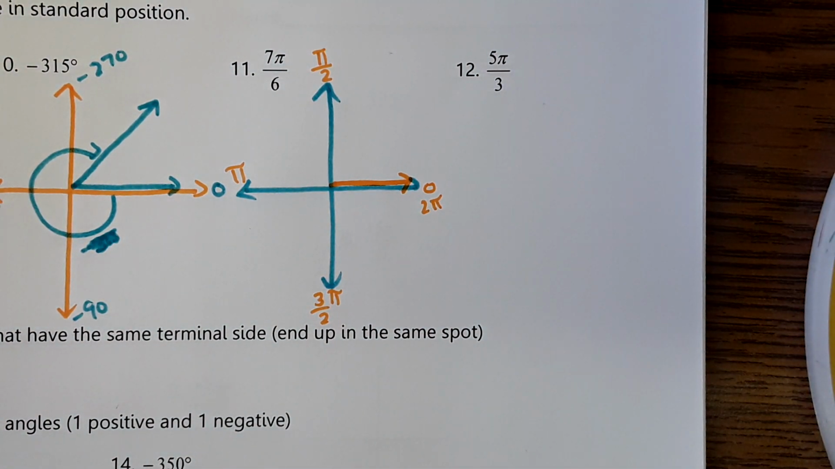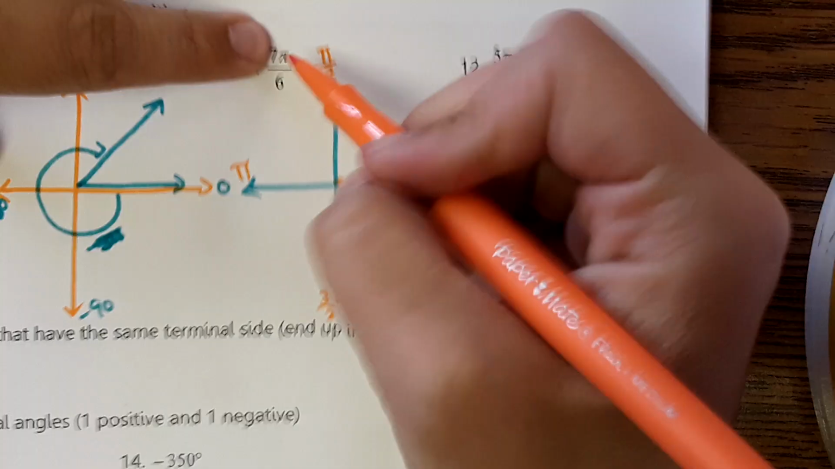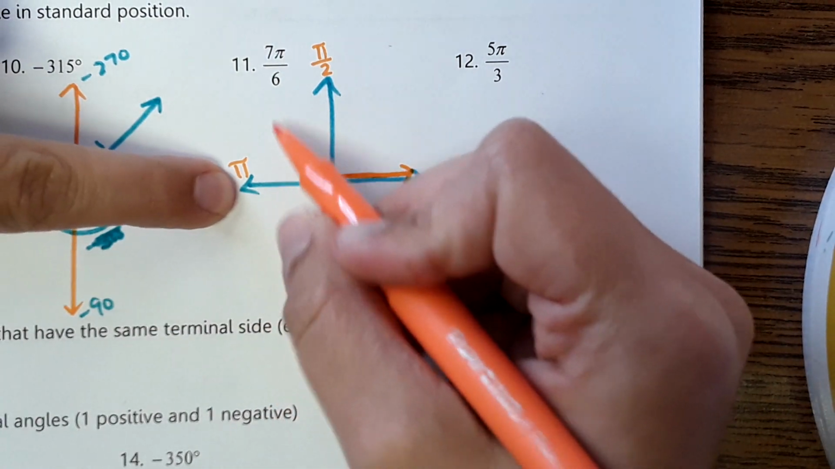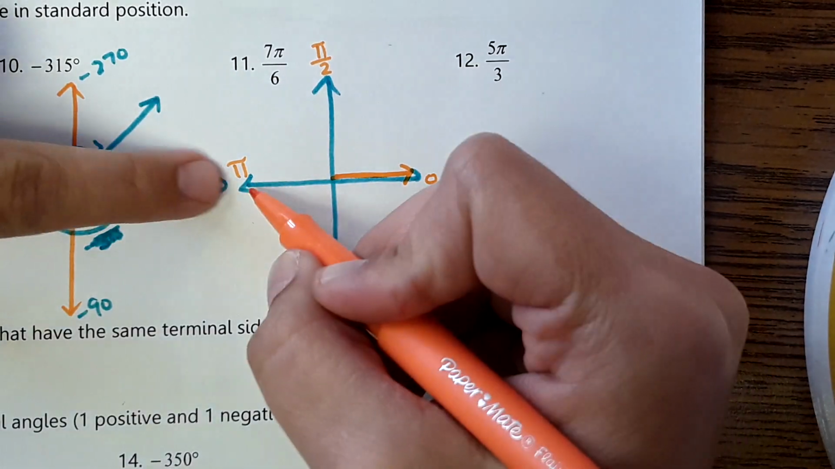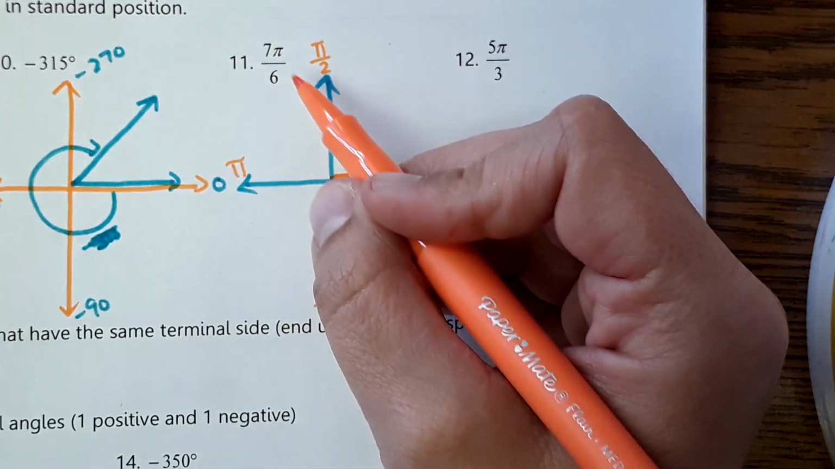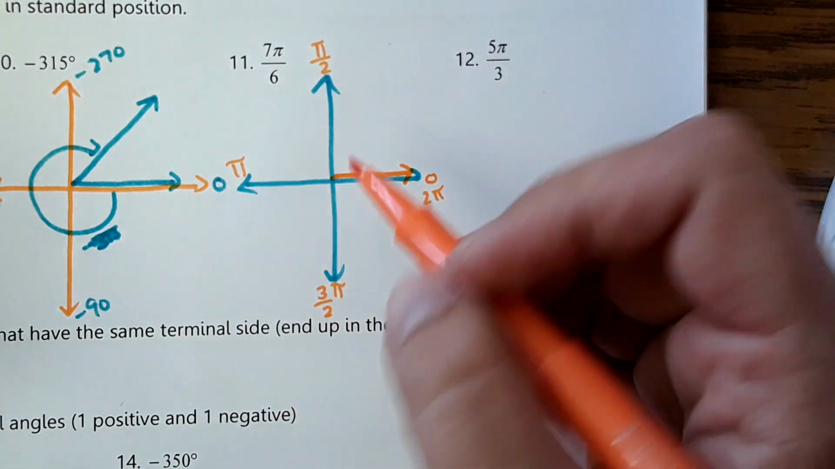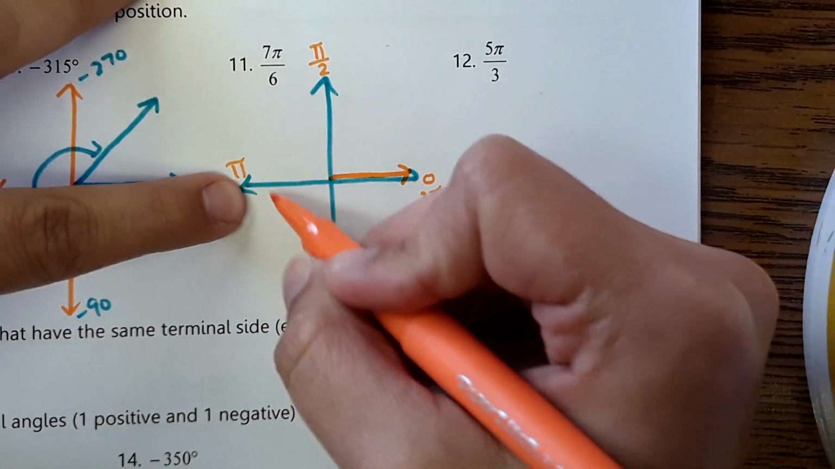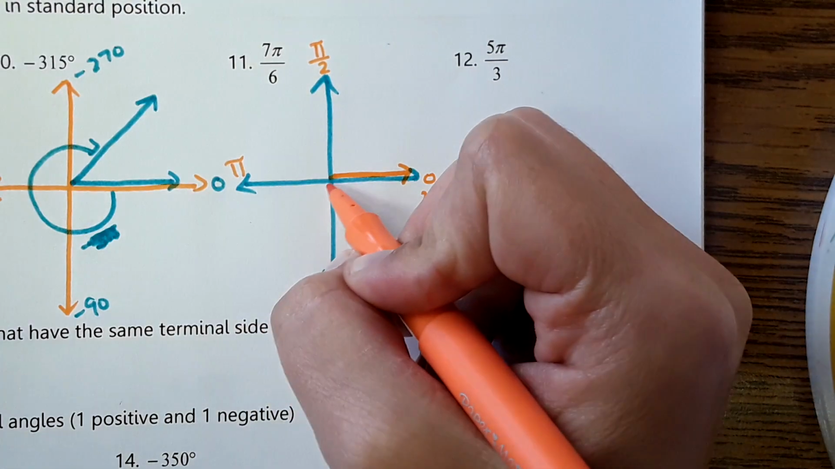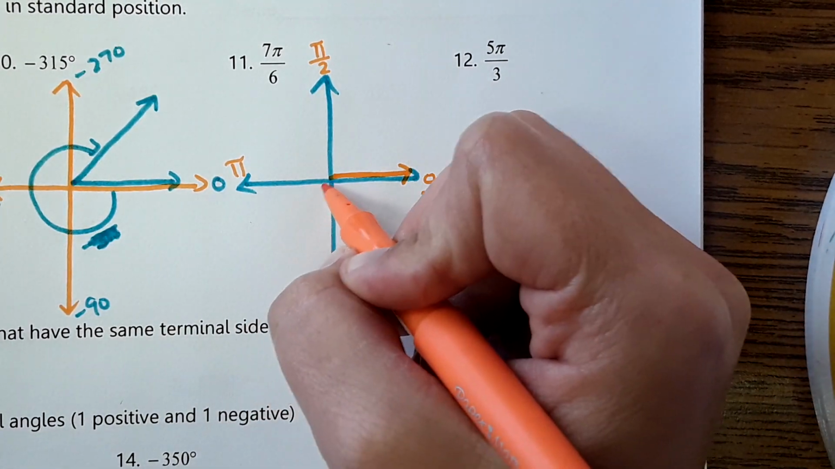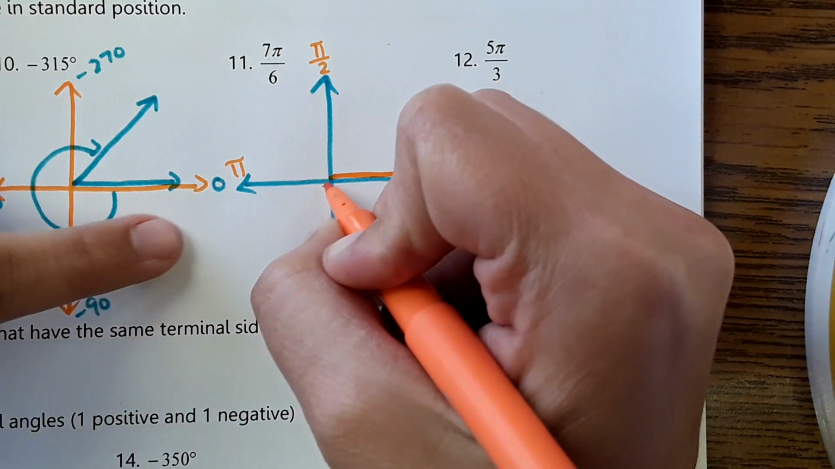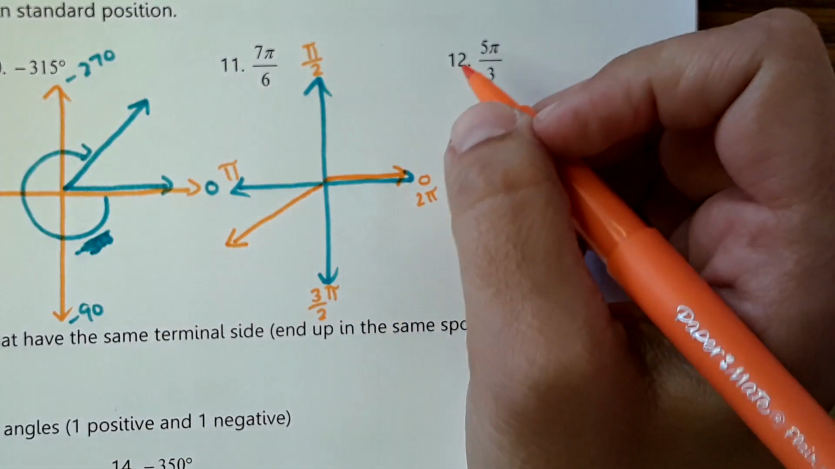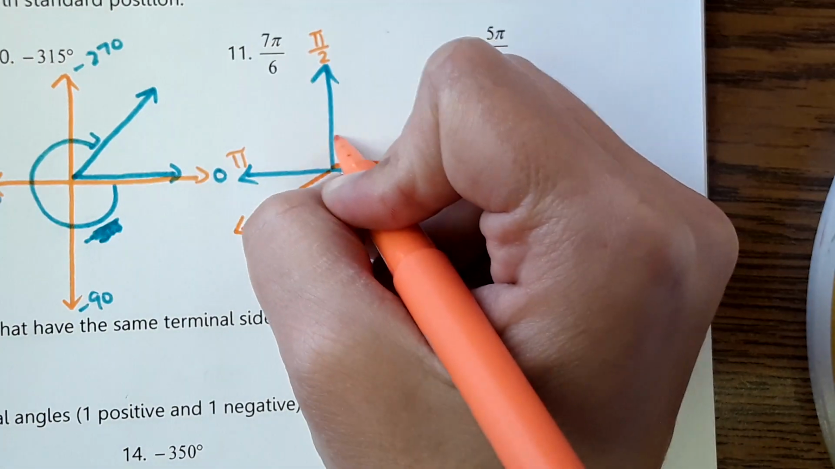Okay, so graphing 7 pi over 6. 6 pi over 6 would be pi right here. If it was 6 pi over 6, it would just be 1 pi, which would be 180. 7 pi over 6 would be 1/6 more. If this whole half was broken up into 6 pieces, we need 1/6, so like 1/3 of this piece. So I'm going to draw my thing right here. And then there.